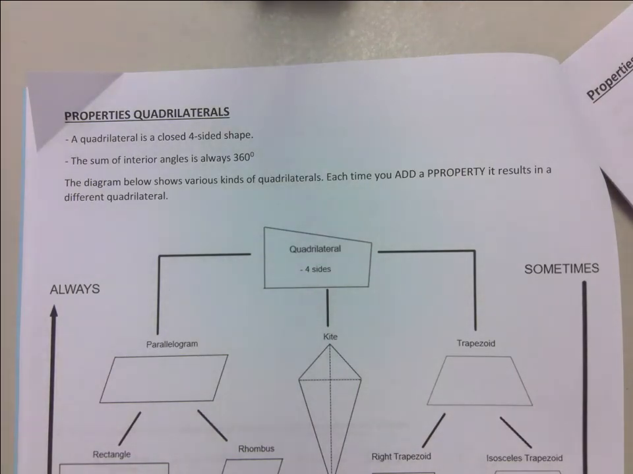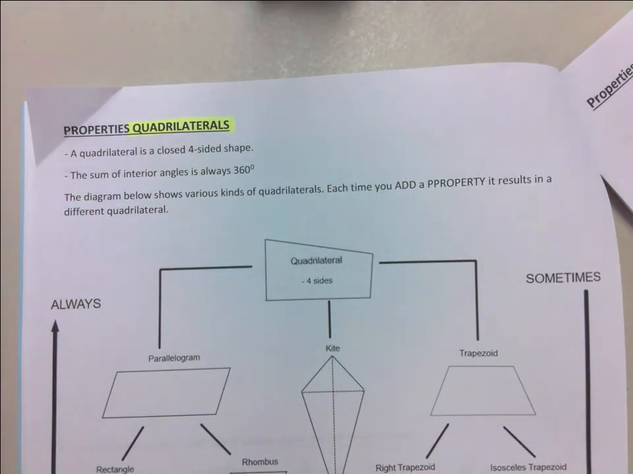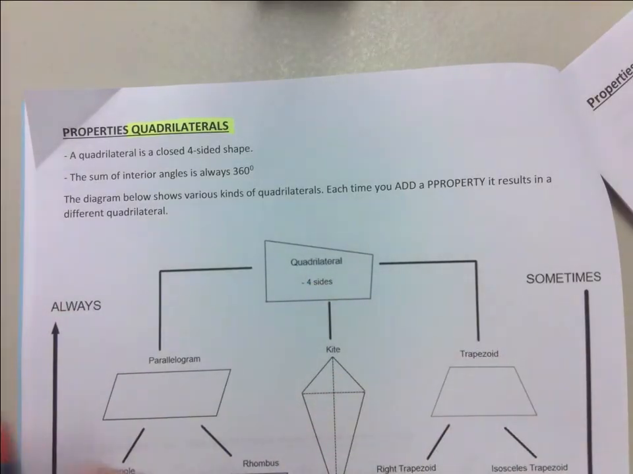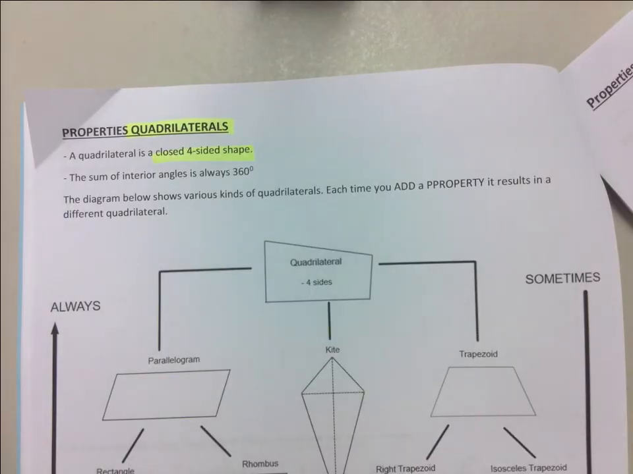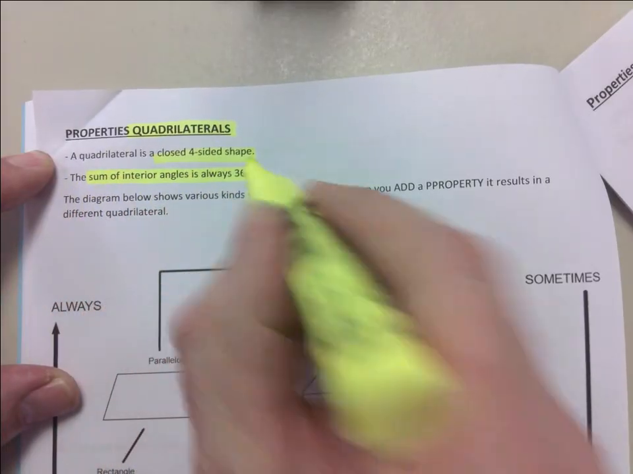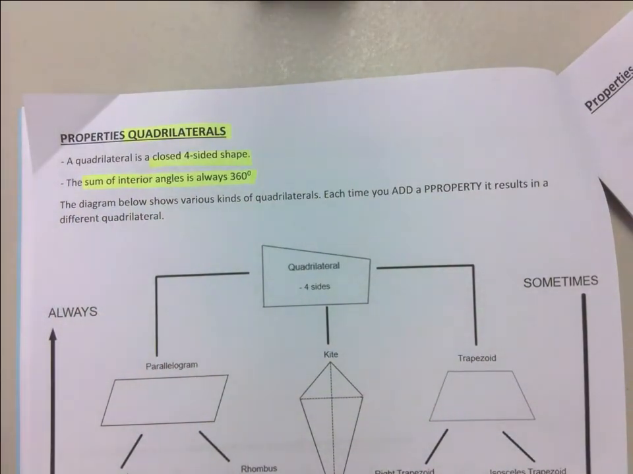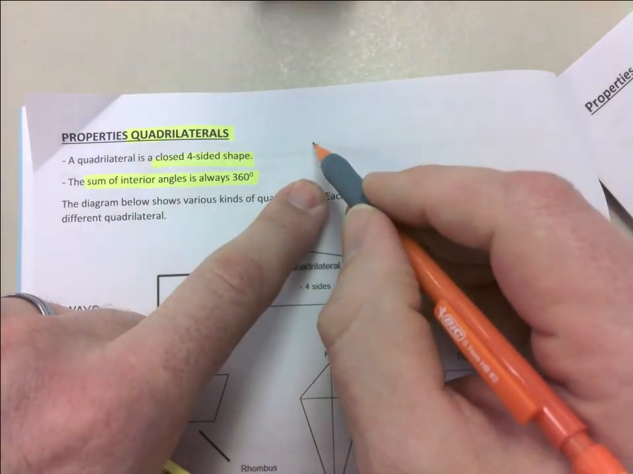So, properties of quadrilaterals on page 25. Okay? Quadrilaterals, any four-sided shape, any closed four-sided shape is a quadrilateral. We know that the sum of interior angles is always equal to 360 degrees. Always, always, no exceptions.